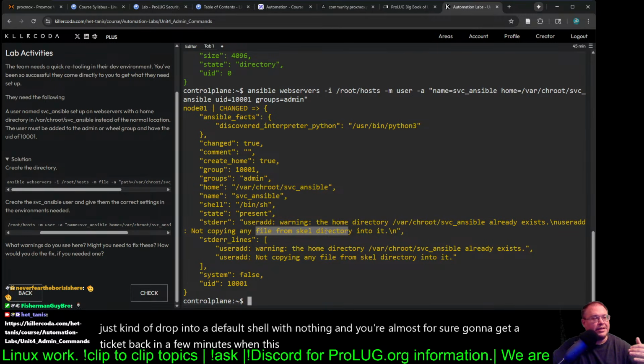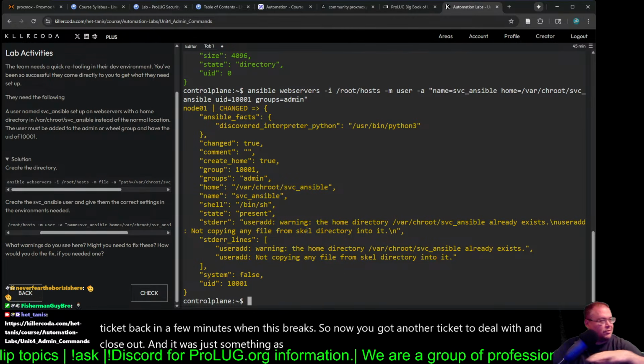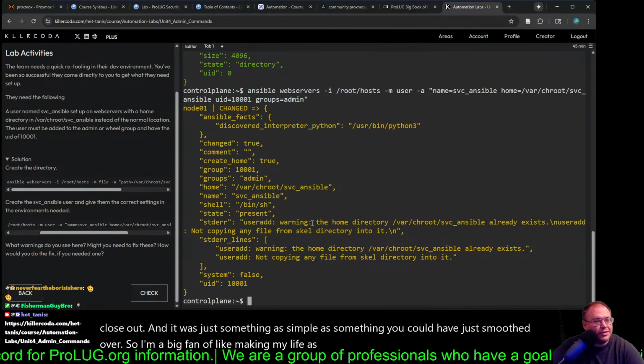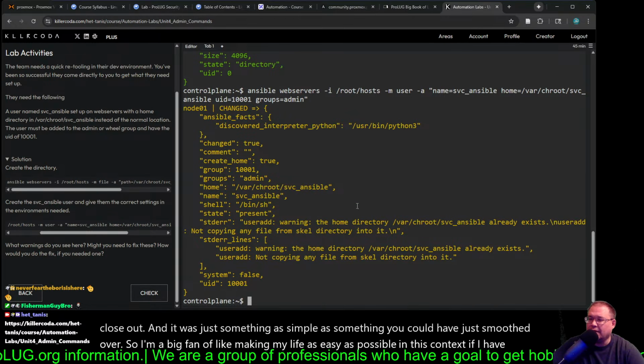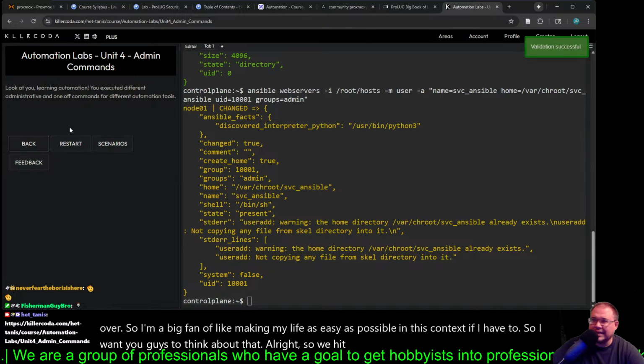So now you've got another ticket to deal with and close out, and it was just something as simple as something you could have smoothed over. So I'm a big fan of making my life as easy as possible in this context if I have to. I want you guys to think about that. All right, so we hit check, and that's it for that.